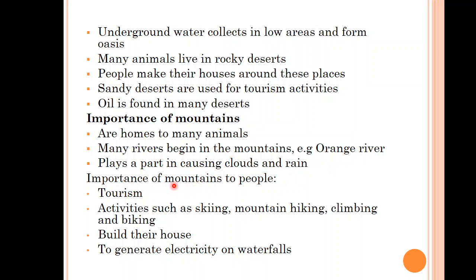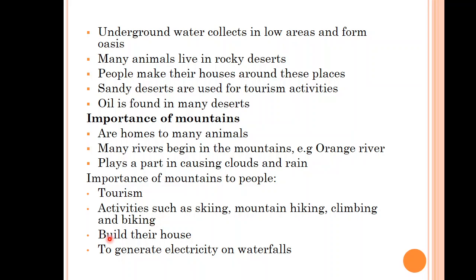Okay, so what is the importance of mountains to people? It's tourism. Many people from maybe Europe or other parts of the world come and look at our mountains, and by doing so, they have to pay and generate the country's income. And also activities such as skiing, mountain hiking, climbing, and mountain biking are part of tourism or recreational activity or fun. It also generates income. For you to do that, you have to pay.